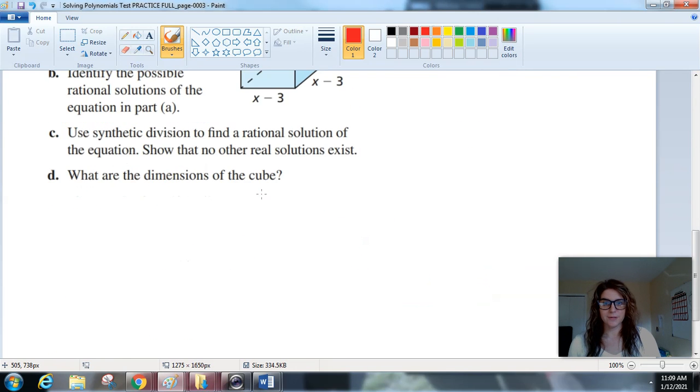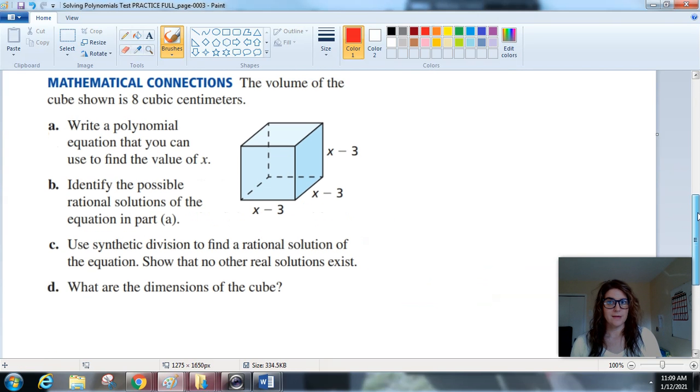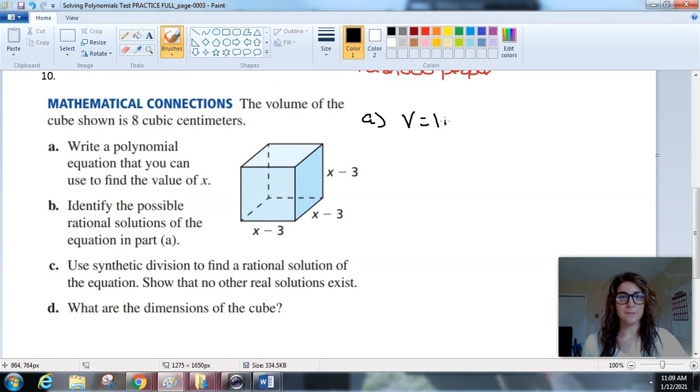Okay, and the very last question, we've done one like this before. So we have a volume of a cube. The cube is an x minus 3 length with height. Total volume is 8. So it's broken down into 4 parts. You have to do all 4 parts. So part A says, come up with a polynomial that you can use to solve for x. So volume is length times width times height. I know the volume is 8. And I know my length, width, and height is all x minus 3.